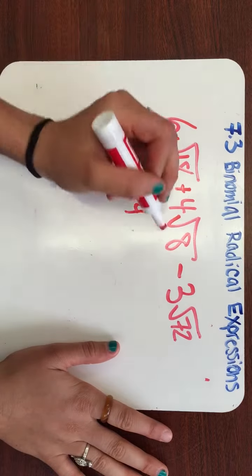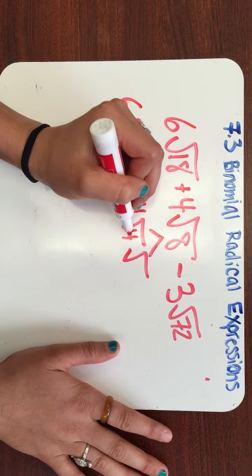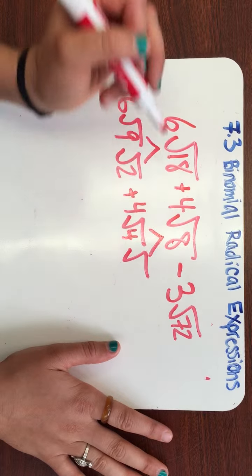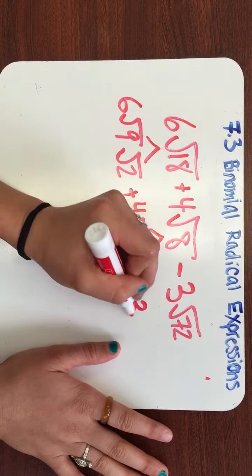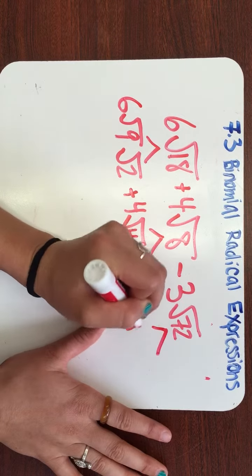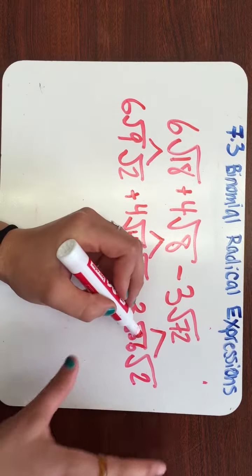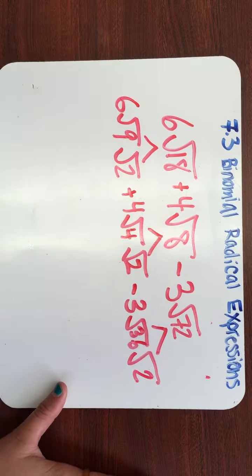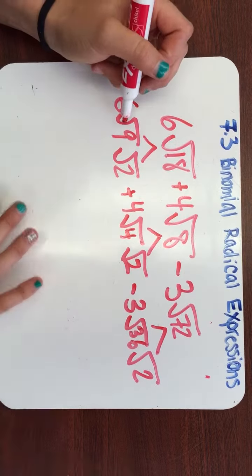We'll break up the square root of 8 as the square root of 4, because the square root of 4 is a perfect square and it also goes into 8. 4 times 2 will give me 8. And we'll break up the square root of 72 as 36 times 2, because 36 is a perfect square and it also goes into 72. So then we'll simplify this a little bit more.